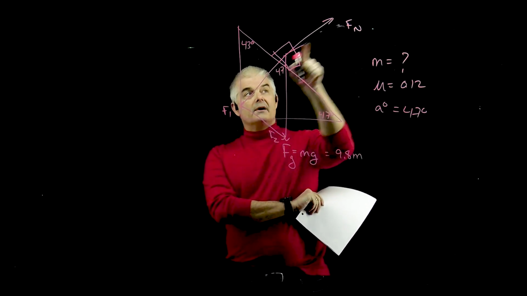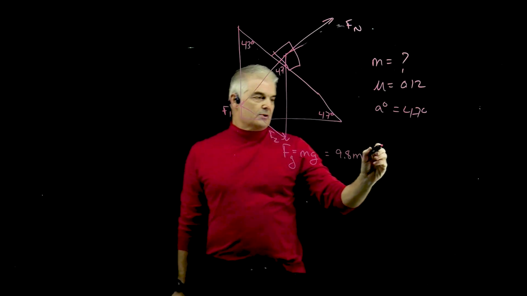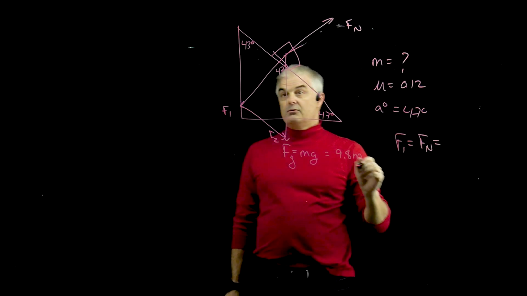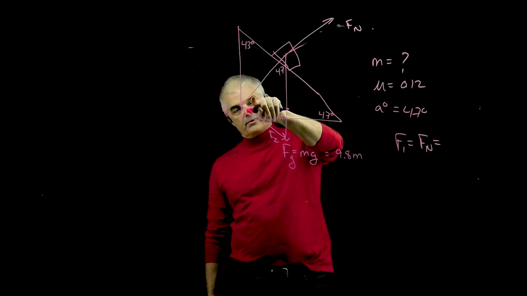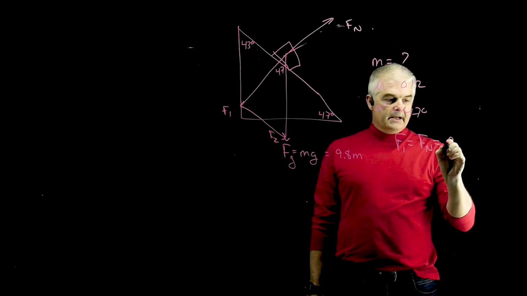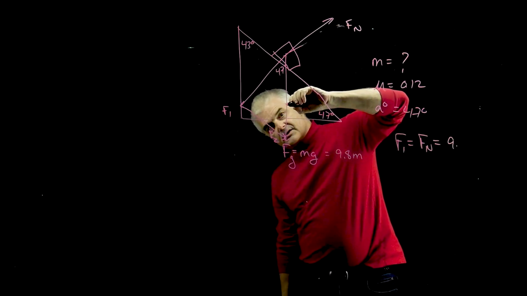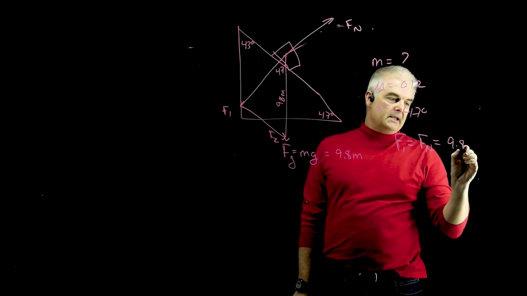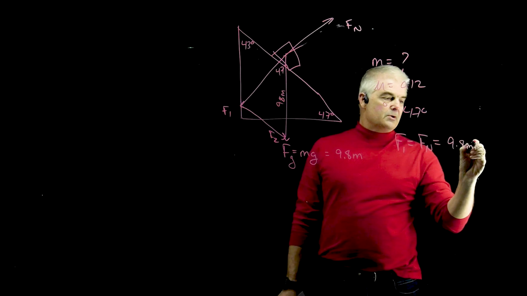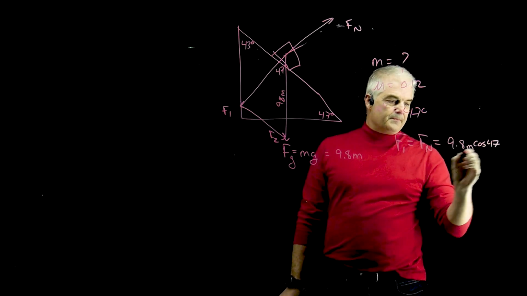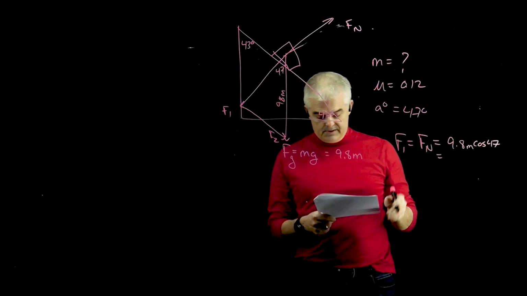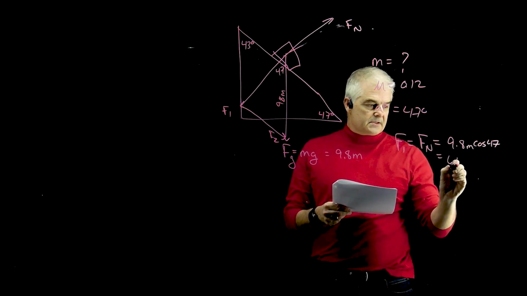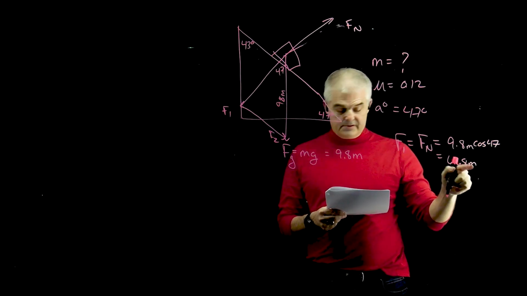I need to find F1, which is also equal to the normal force. So F1, which equals the normal force, is equal to, now that's the adjacent of the 47. So this is 9.8 M times adjacent, that'll be cosine of 47. So you take cosine of 47 times 9.8, what do I get here? I get 6.68 M. We still don't know what M is, okay, that's okay.